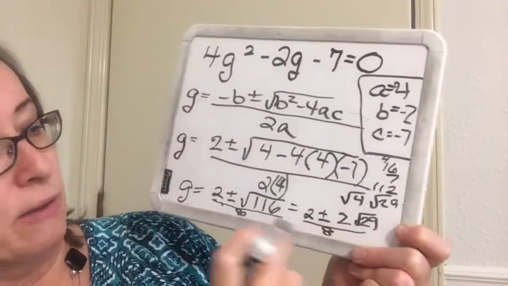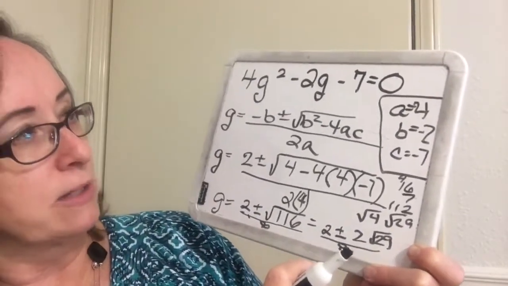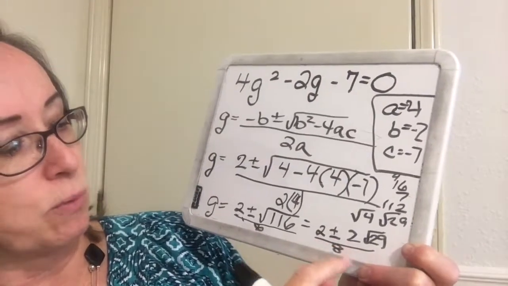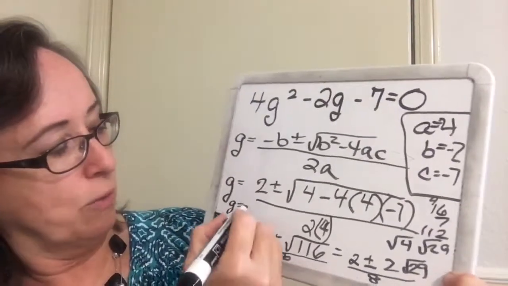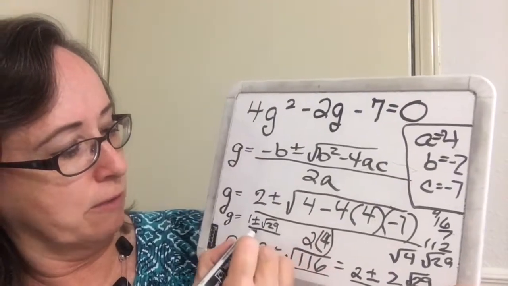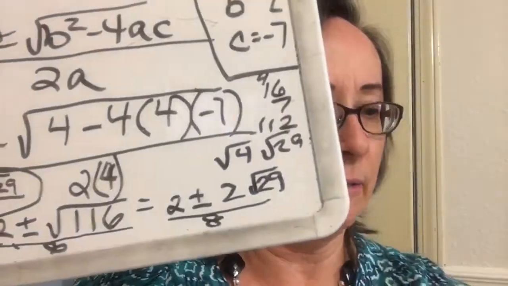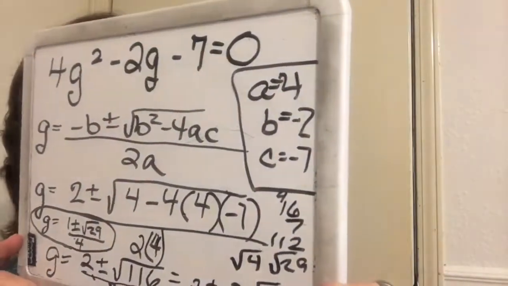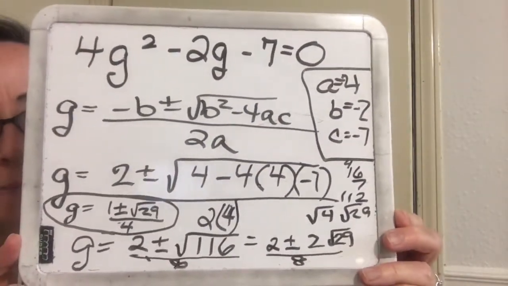And so these are all out of the radical, so a 2 and a 2 and an 8 can simplify. So my final answer should be 1 plus or minus the square root of 29 over 4. So let me write that down. g equals 1 plus or minus the square root of 29 over 4. And I'm going to check that answer right now and make sure that we got it right. While you're looking at it, yep, that is right. 1 plus or minus the square root of 29 over 4 winds up being the correct answer for that one.